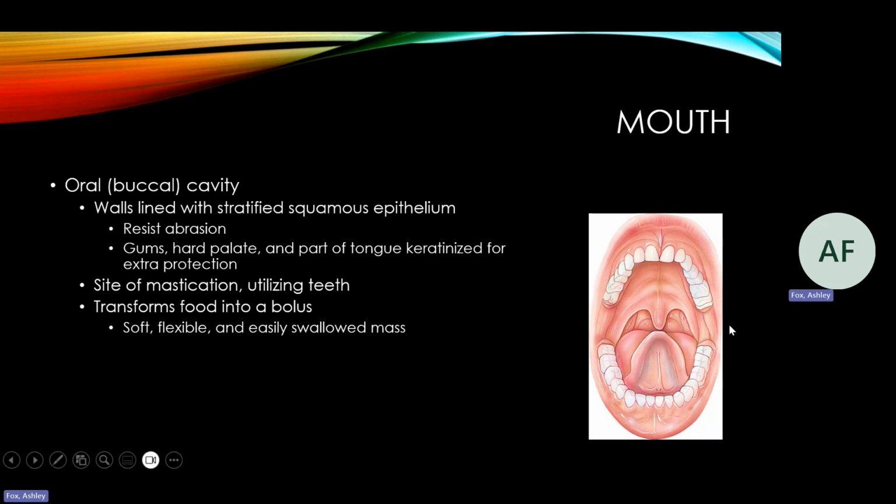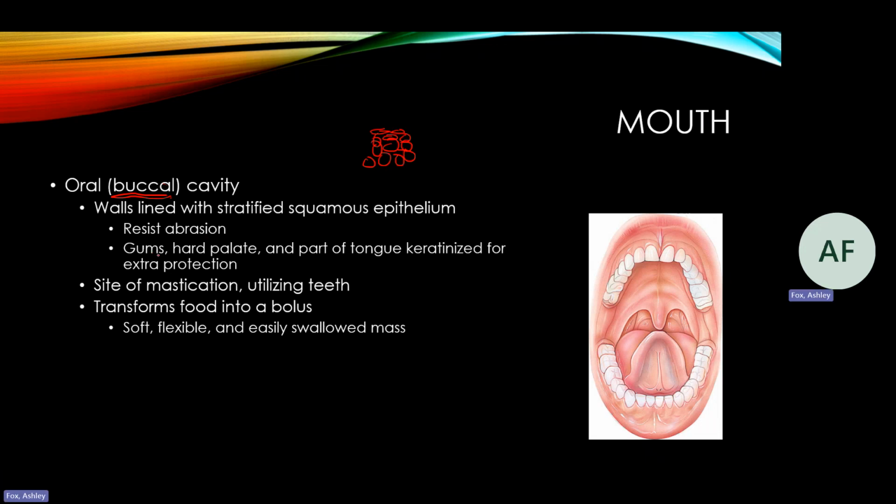First part of the digestive system is the oral cavity. We also call it the buccal cavity. This is going to be lined with stratified squamous epithelium, and specifically it's going to be protective, because remember, if you have multiple layers of epithelium, it can slough off or die off very often and can be replaced because there's multiple layers, and it's protective. So we say resist abrasion, meaning there's a lot of rubbing, things are moving around in your mouth. So there's a lot of damage that can happen to the epithelium. So having multiple layers helps that.